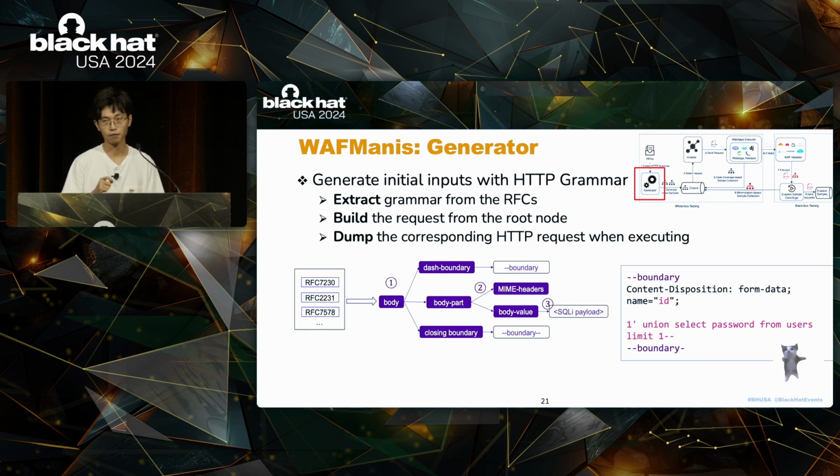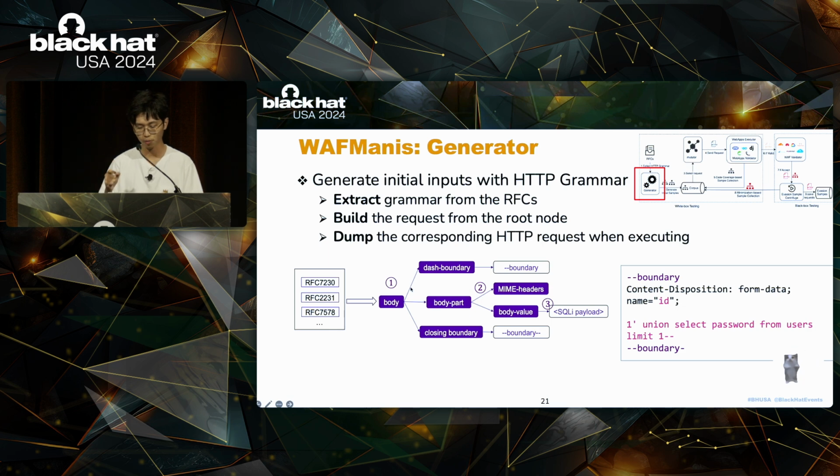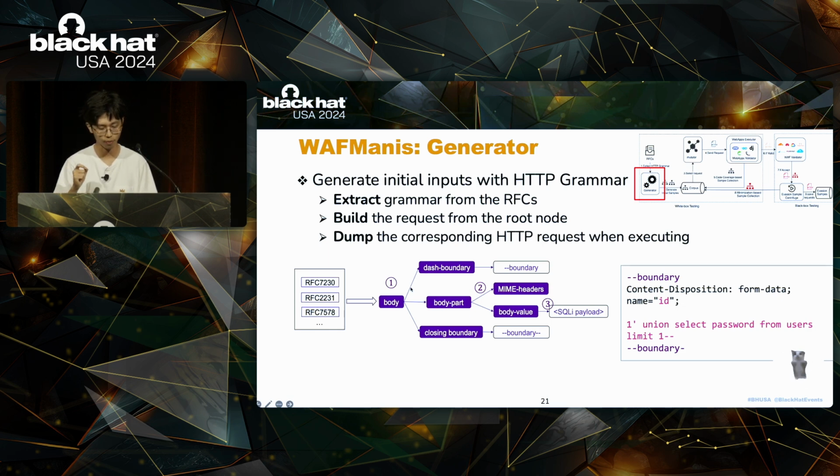To address this issue, we first designed a generator to help the framework generate initial inputs with HTTP grammar guidance. We first extract the ABNF grammar from RFC standards, and the generator will start to build an AST from the start symbol. In this example, we start with the body symbol, and the generator will derive the symbol with the grammar into dash boundary symbols, body part symbols, and the closing boundary symbol nodes. These symbols will be further derived until they reach the terminal nodes with raw strings. Then we get a fully expanded AST tree.